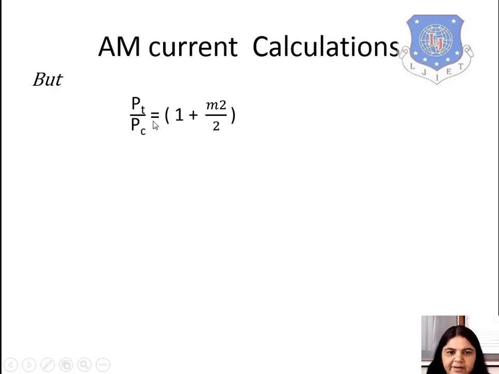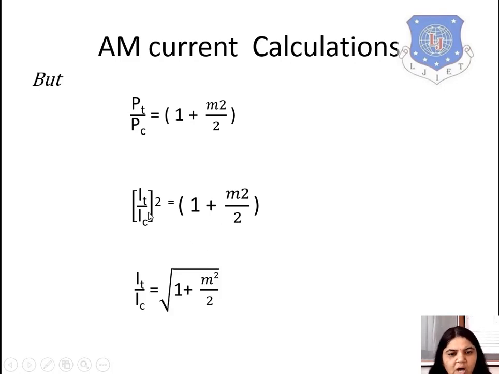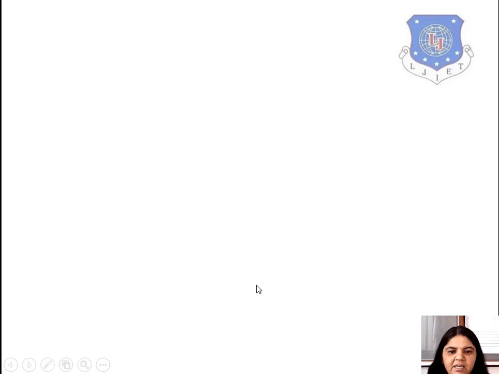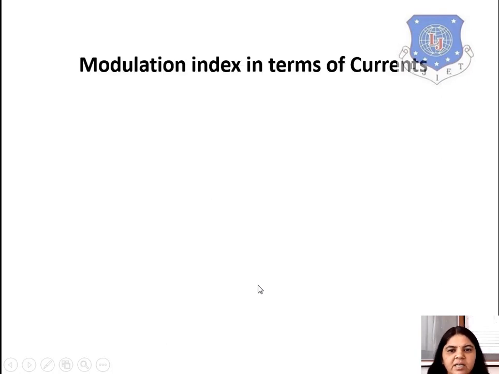So we know that PT by PC is equal to 1 plus m square by 2. Now we can put this value over here: IT by IC whole square is equal to 1 plus m square by 2. So IT by IC is equal to square root of 1 plus m square by 2. So this is the equation of the total current and the carrier current in case of the AM wave.